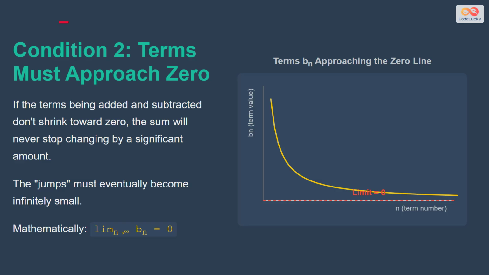The second condition is just as important. The limit of the positive part of the term, b_n, as n approaches infinity, must be 0. If the terms we are adding and subtracting don't shrink to nothing, the sum will never be able to land on a single, final value. It will always be moving by some amount.